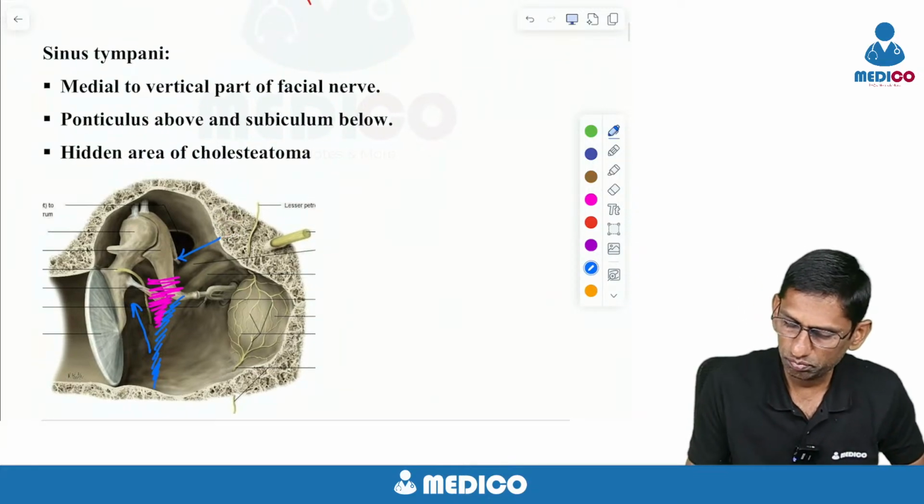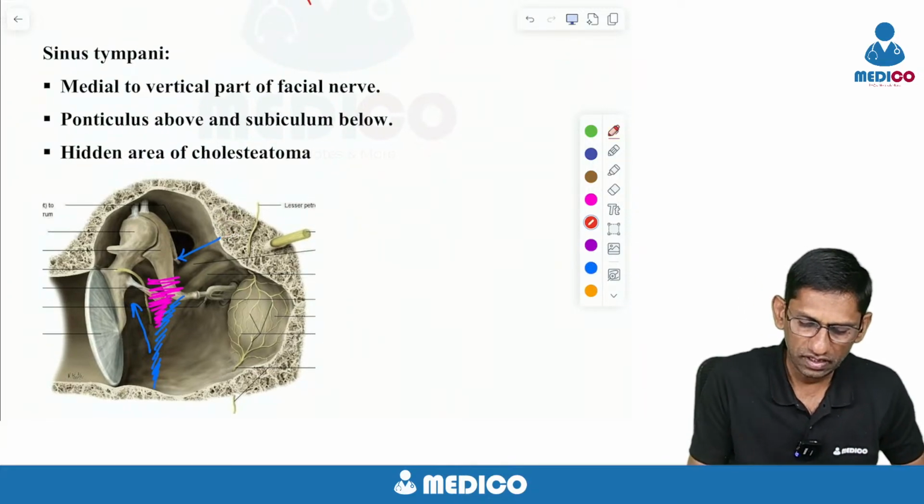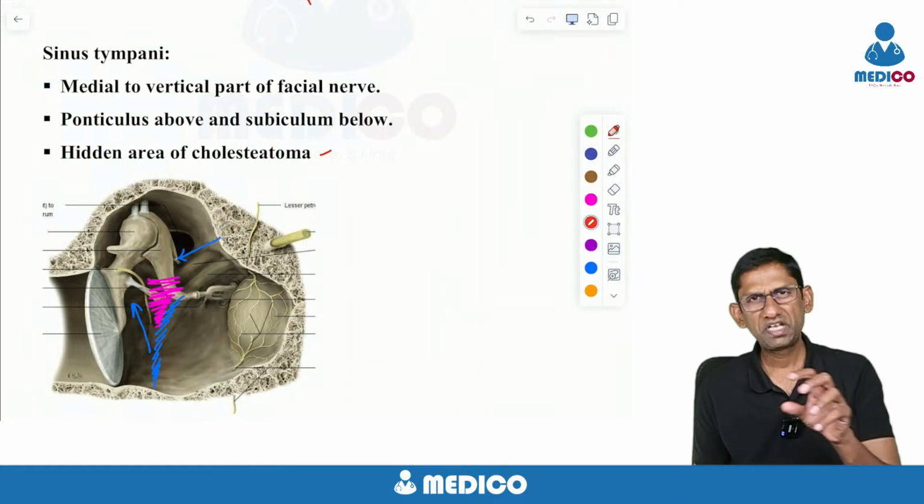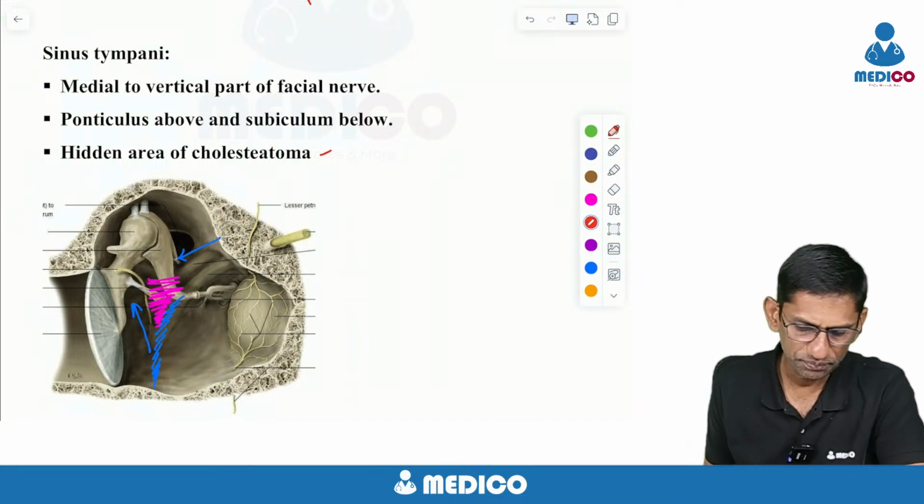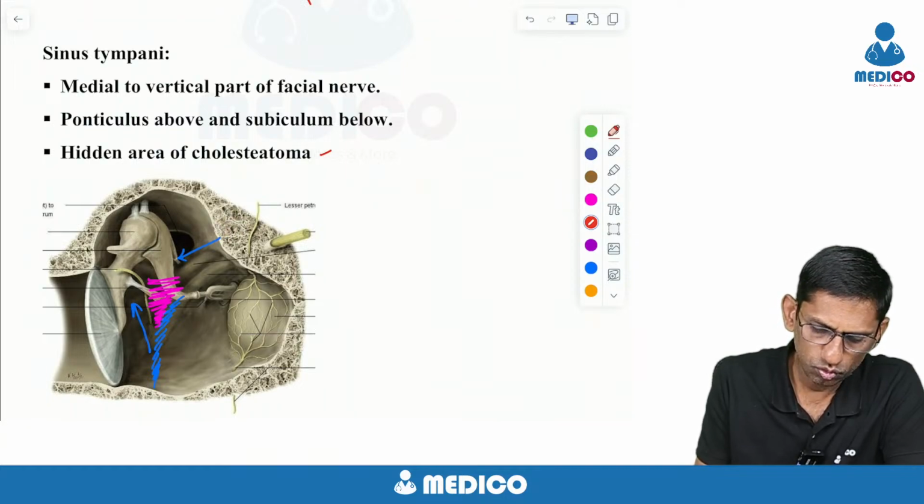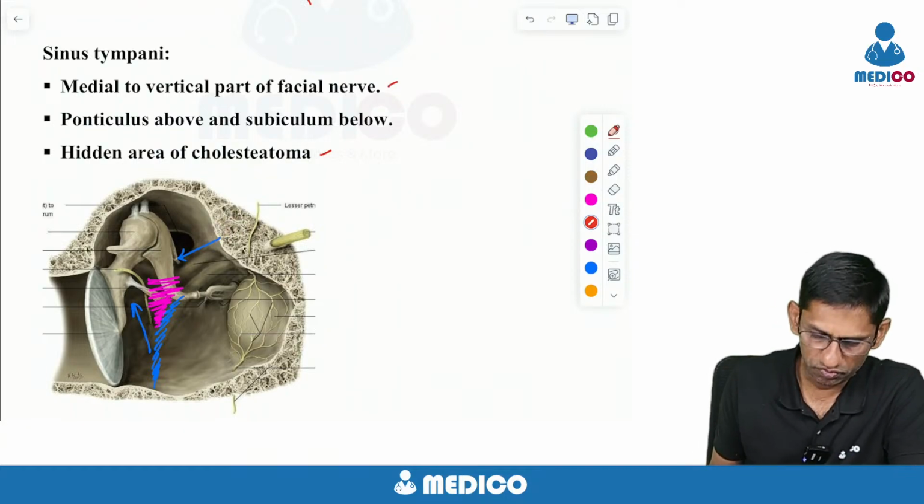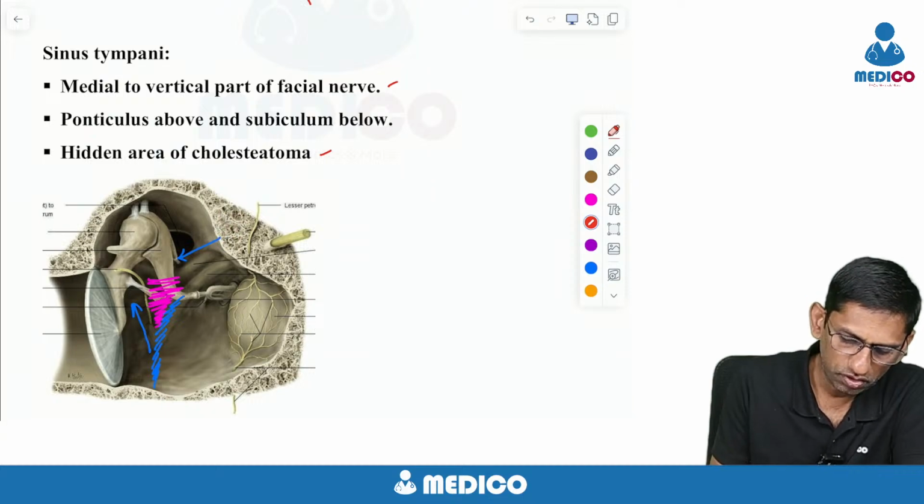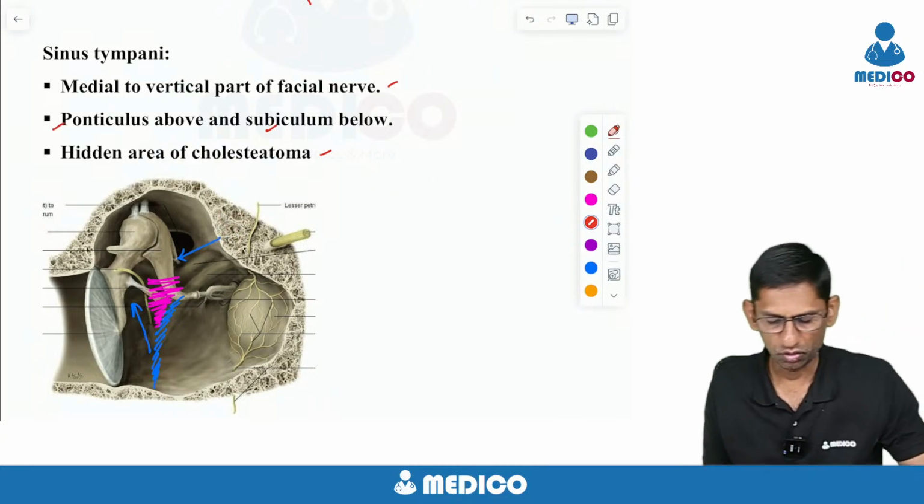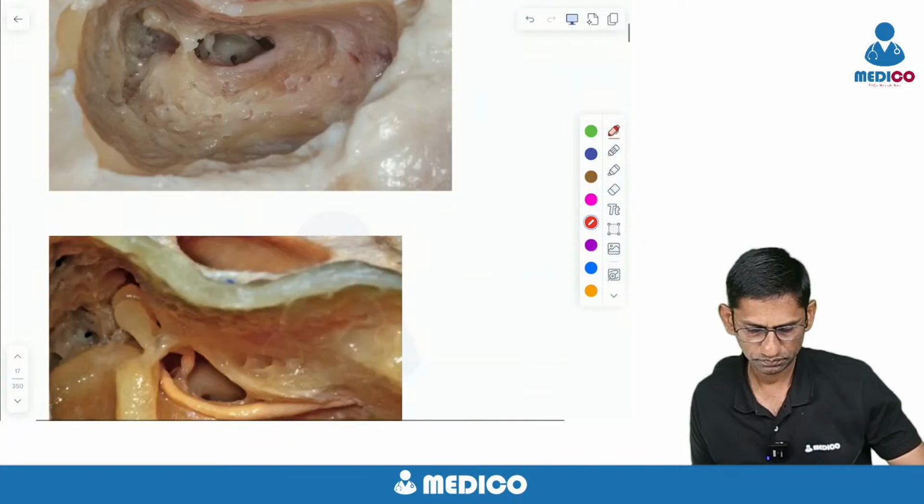And coming to the sinus tympani, a few points. This is the hidden area of cholesteatoma, a more medially placed hidden area of cholesteatoma. It lies medial to the vertical part of the facial nerve, as we have seen now, and it is bounded by the ponticulus above and the subiculum below. I will show you with the diagram.